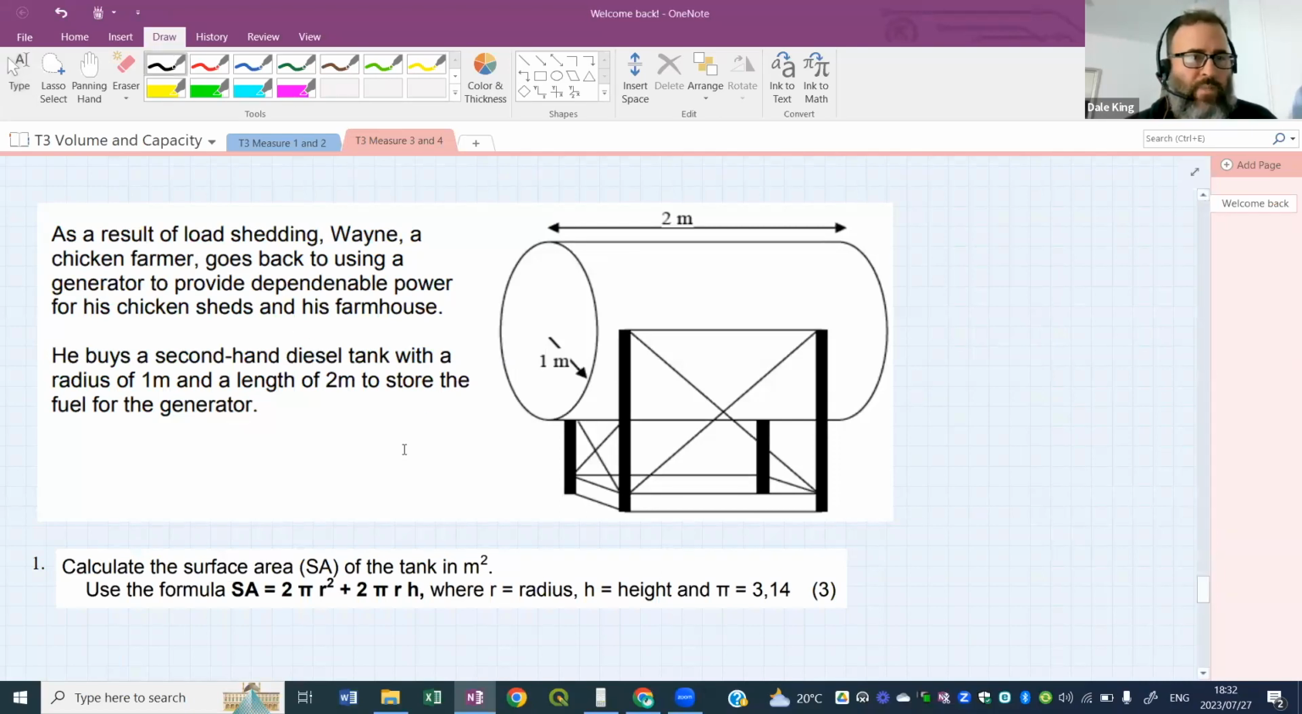First question is, calculate the surface area of the tank in meters squared. Now, the first thing I will check is that my units on the diagram are meters, and they want the surface area in meters squared. So I don't have to change any units here. I can just gooi everything into the formula and go. They say, yeah, use the formula, 2 pi r squared plus 2 pi rh, which looks pretty much exactly the same as the one I've just showed you guys. Okay, r is a radius, h is the height, and pi is 3,14. Not 3,142. Be careful, 3,14. Use what they give you.